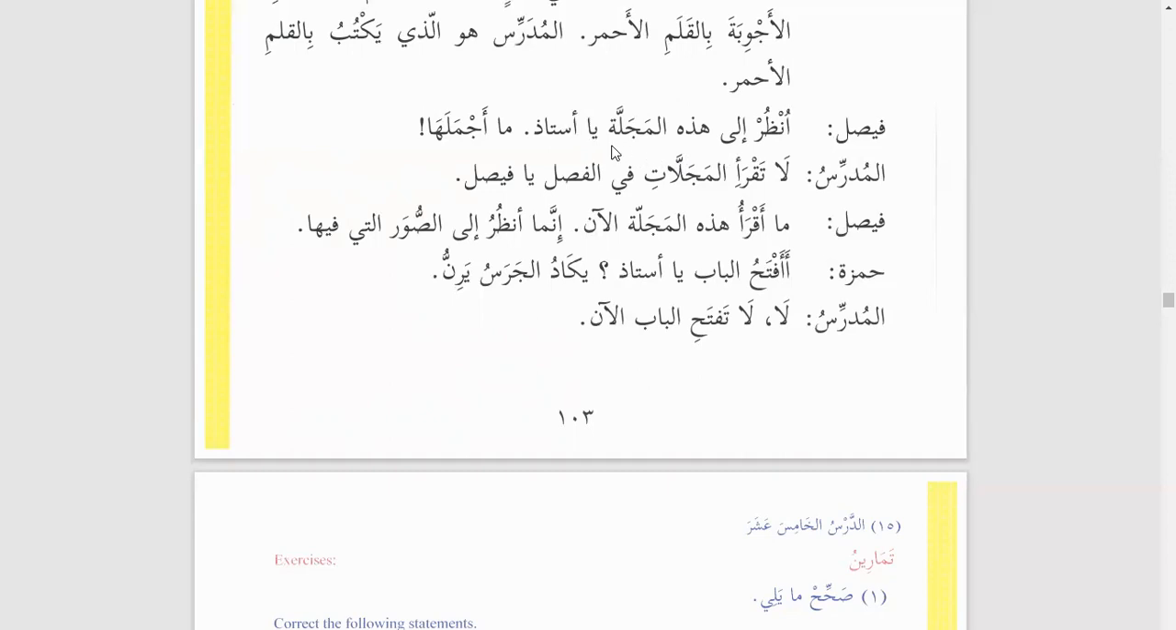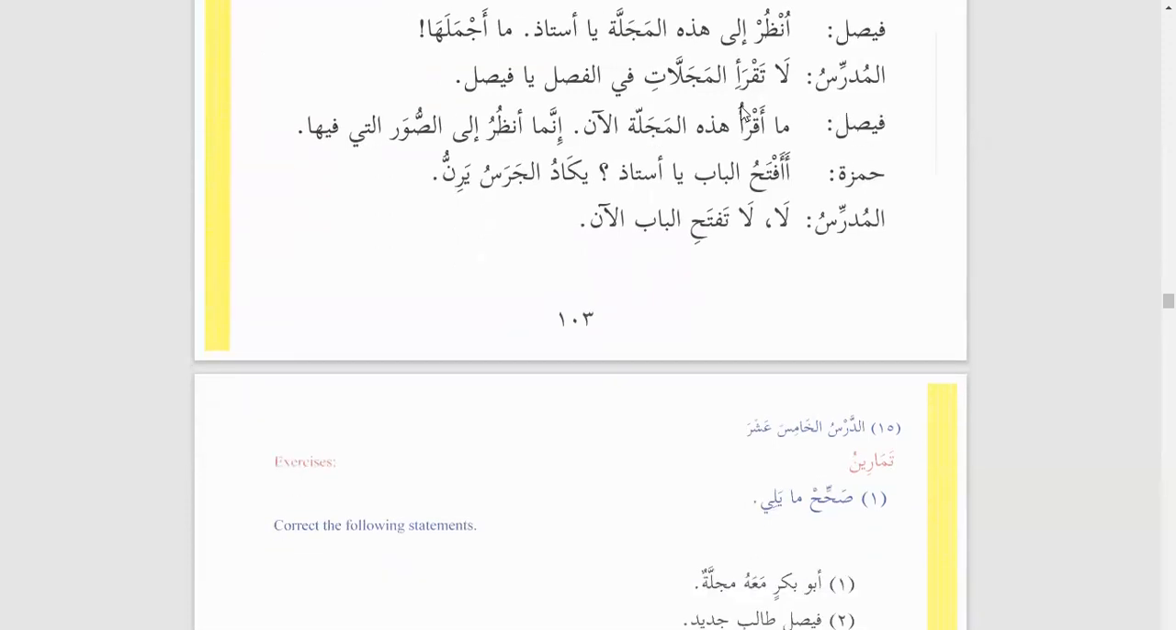انظر إلى هذه المجلة يا أستاذ. Look at this magazine, O teacher. ما أجملها. How beautiful it is, and it refers to مجلة. المدرس: لا تقرأ المجلات في الفصل يا فيصل. Don't read the magazines in the classroom, O Faisal. And Faisal says ما أقرأ هذه. Yes, now what will be the ending of the word مجلة? Now you can say that it will be هذه المجلة, because it is a مفعول به of أقرأ. ما أقرأ هذه المجلة الآن. I am not reading the magazine right now.